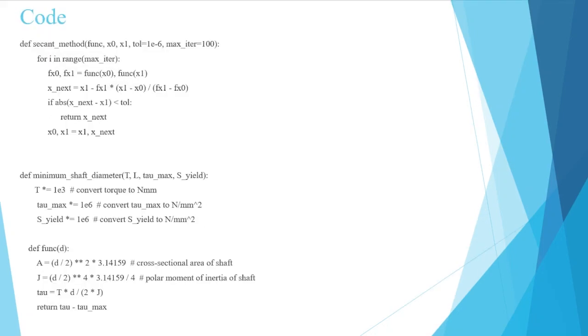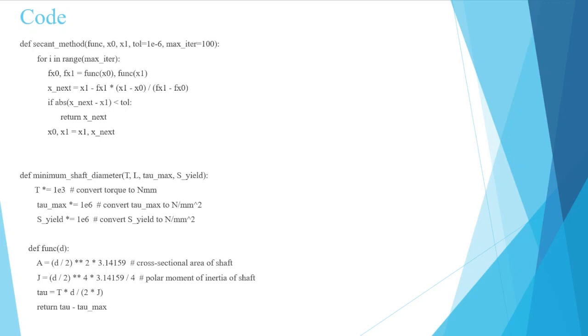We now implement the secant method for the above problem using Python. We first define a function, secant method, that takes in 4 arguments. Func, the function to find the root of. X0 and X1 are the first and the second initial guesses for the root. The tolerance for the root finding algorithm, with the default value of 1e minus 6, and then the maximum number of iterations for the root finding algorithm, with the default value of 100.